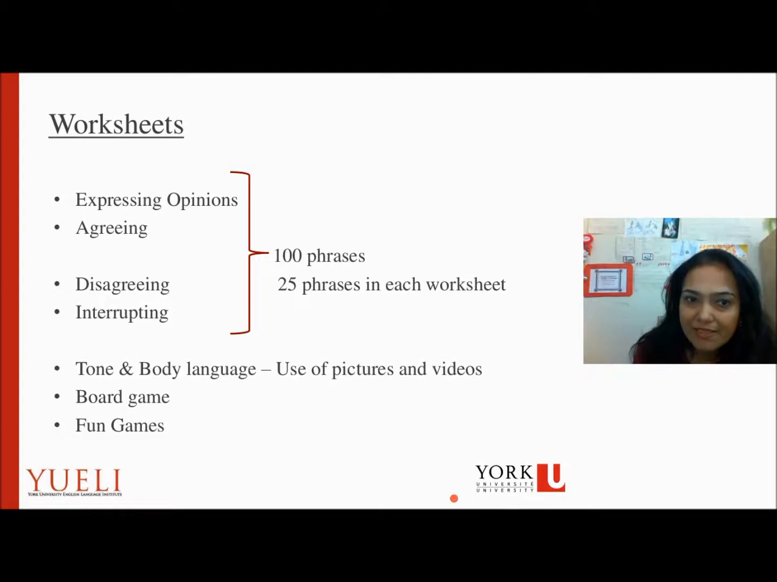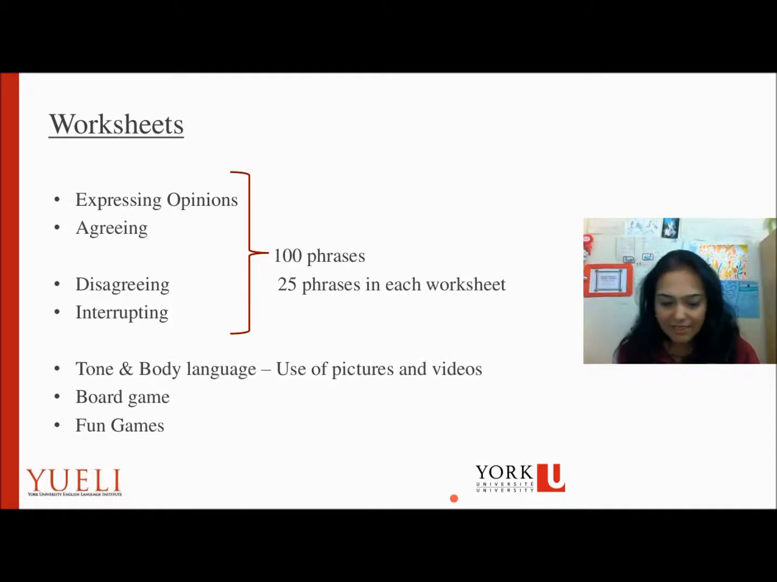So basically I divided my worksheets into expressing opinions, agreement, disagreement, interruptions, tone and body language. And for all these things, I gave them 100 phrases. So each component here had 25 phrases to begin with. For example, for expressing opinions, they had a list of 25 phrases. For disagreeing, they had a list of 25 phrases. And in the first 4 weeks, we concentrated individually on these aspects of the phrases. So while they were discussing, they would have these 25 phrases right in front of them.